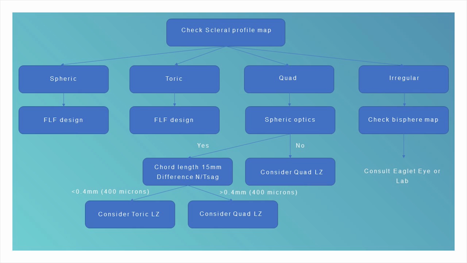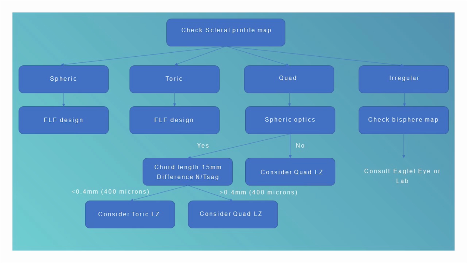Do I design the optics spherical, so let's call it simple optics? Then I recommend to check the chord length at 15 millimeters. If you consider designing a multifocal lens, wavefront aberration control, or a front cylinder, I would suggest going for a quad specific landing zone. Why do I make this difference?